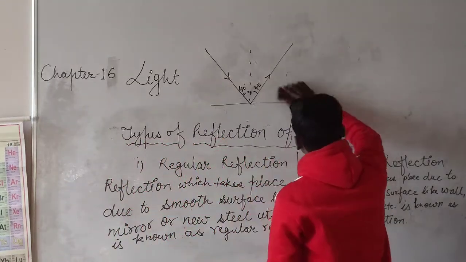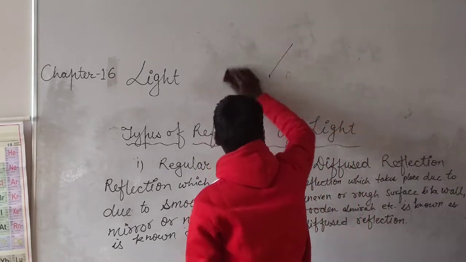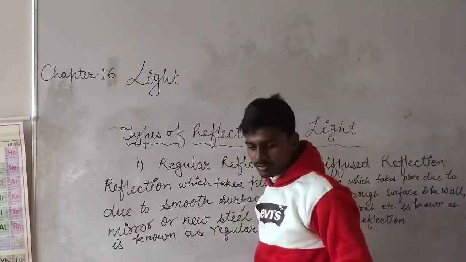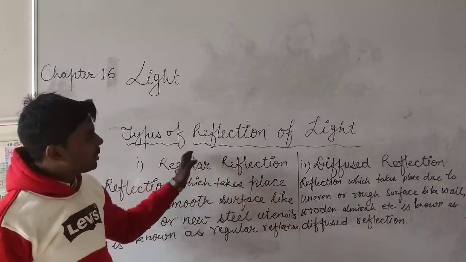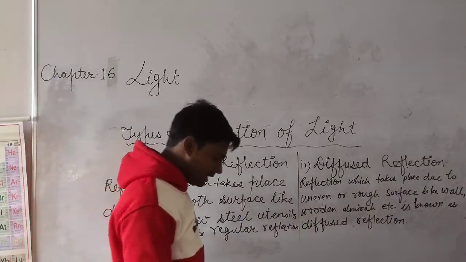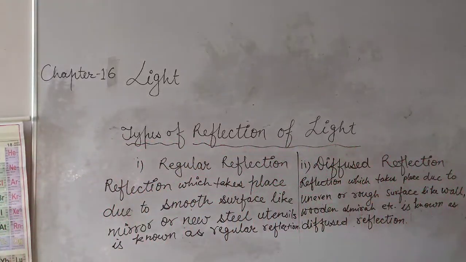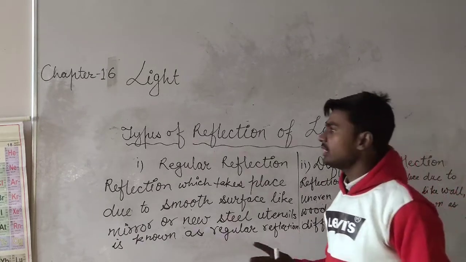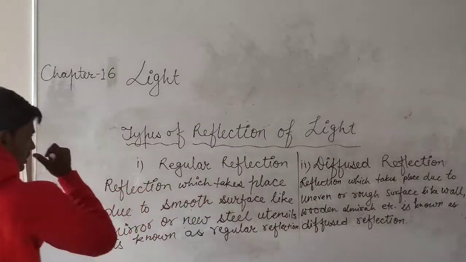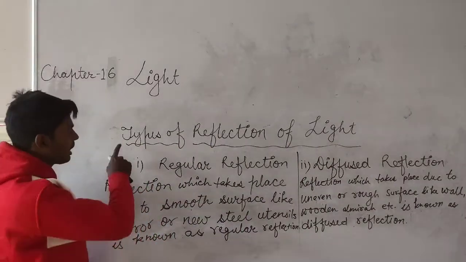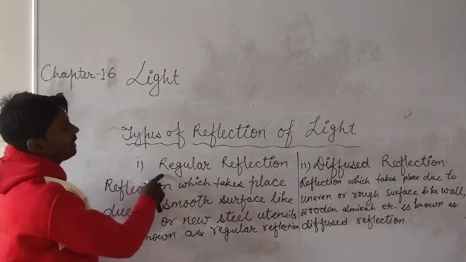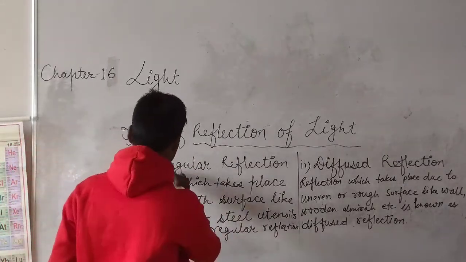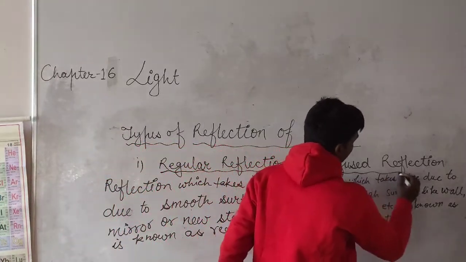Now today we are going to discuss the second topic of the chapter, that is types of reflection of light. Reflection is the bouncing back of light. It can happen in two ways. There are actually two types of reflection of light. First one is regular reflection, second one is diffuse reflection.